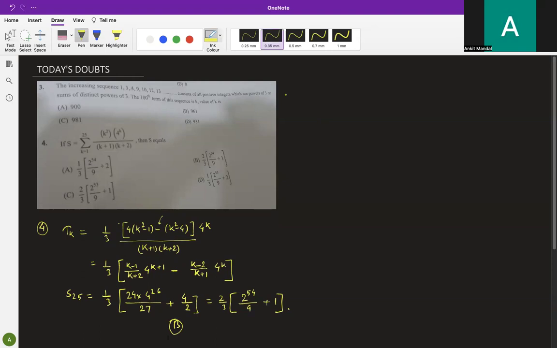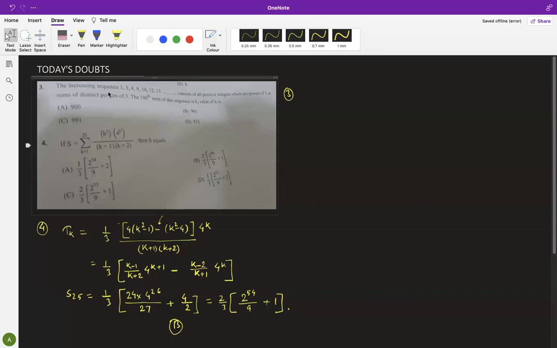Now I'll discuss question number 3 here, right? So if I discuss question number 3 here, I can see, okay, I can see if I write till n terms, as in the question number 3 here is, the increasing sequence 1, 3, 4, 9, 10, 12, 13 consists of all positive integers, which are powers of 3 or sums of distinct powers of 3.